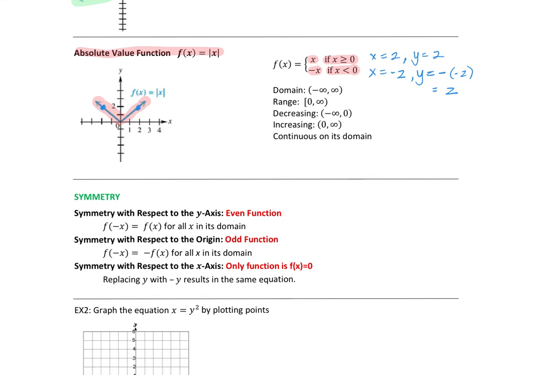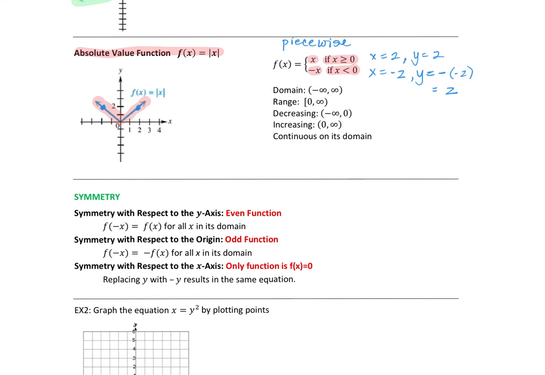Now, this is an example of what we call a piecewise function, because to properly define it, we have to write it in pieces. In this particular graph, there are 2 pieces. Well, let's go ahead and move on and look at the properties.